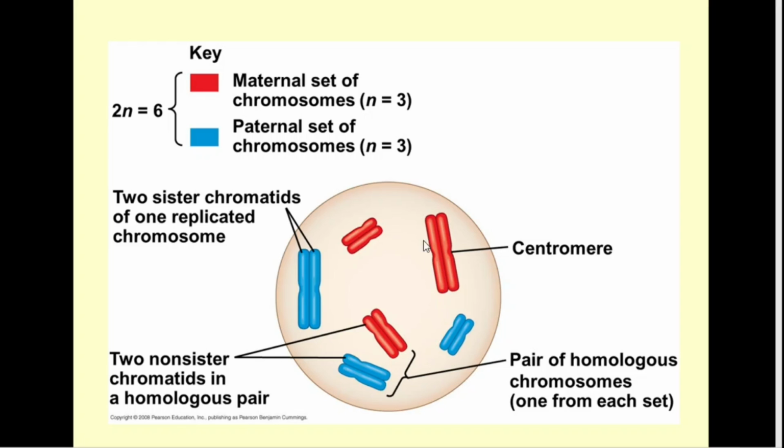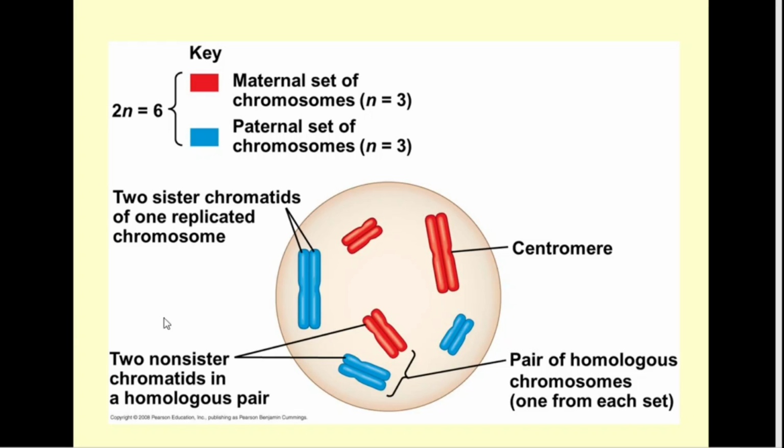And because we've got 3 maternal chromosomes and 3 paternal chromosomes, that means that we have 3 pairs of homologous chromosomes. We can see that here. These 2 are the same length. They will carry genes for the same characters at the same locations. So we can say that these are a homologous pair of chromosomes. This blue one and this red one would be a homologous pair. And then these 2 here, this red and this blue, are our 3rd pair of homologous chromosomes.